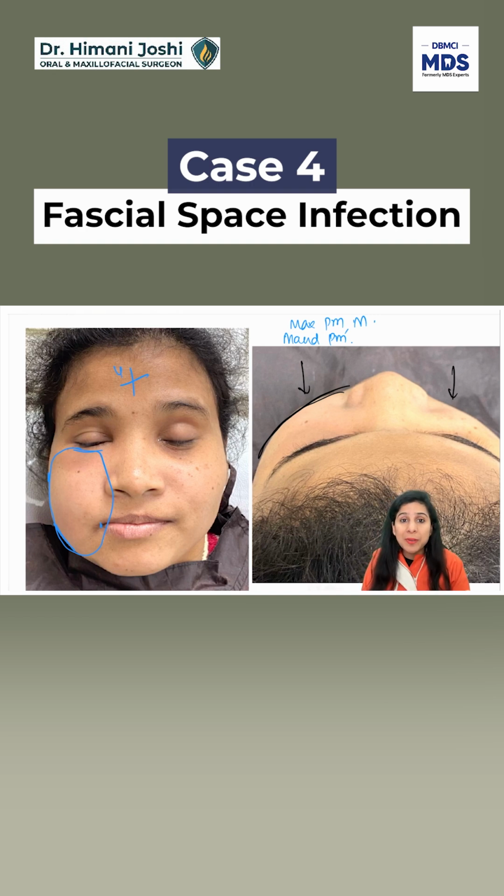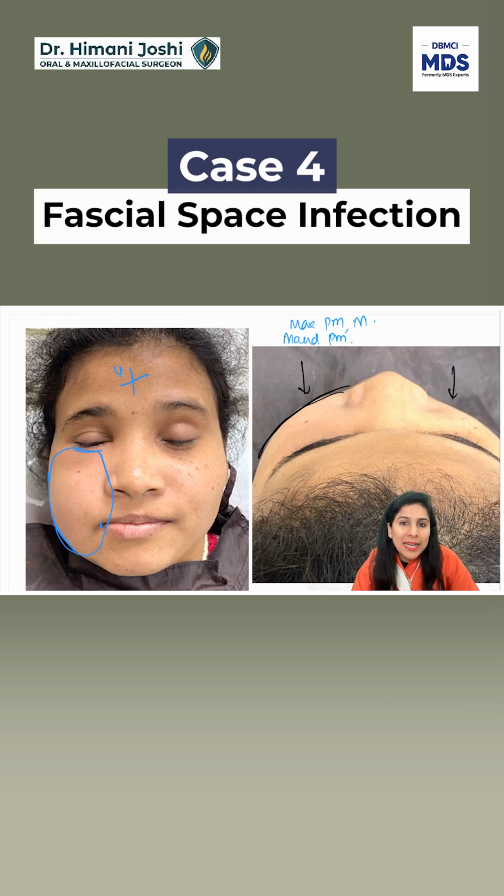What is secondary space? After the primary space, the swelling or the infection can pass on to other spaces also. In buccal space infection, it can go into the infraorbital space, it can go posteriorly into the pterygomandibular space, it can go laterally into the infratemporal space also. So it should not be taken lightly. It is one of the important causes of morbidity in a patient.